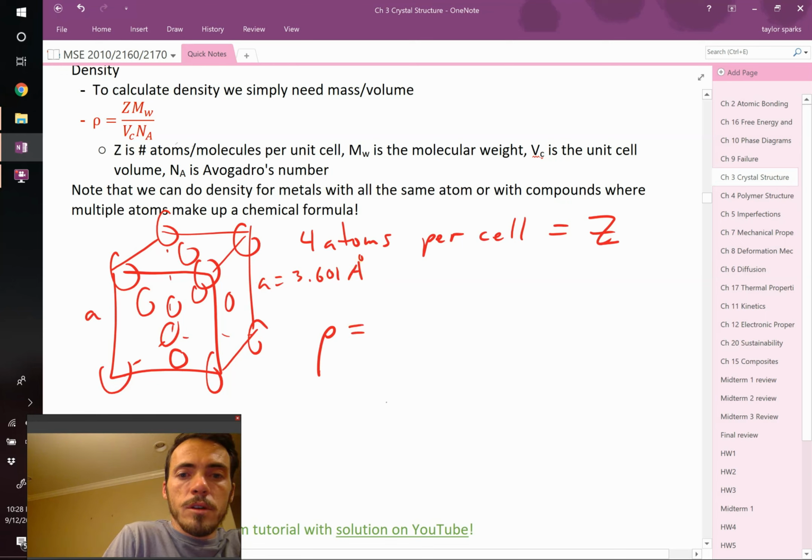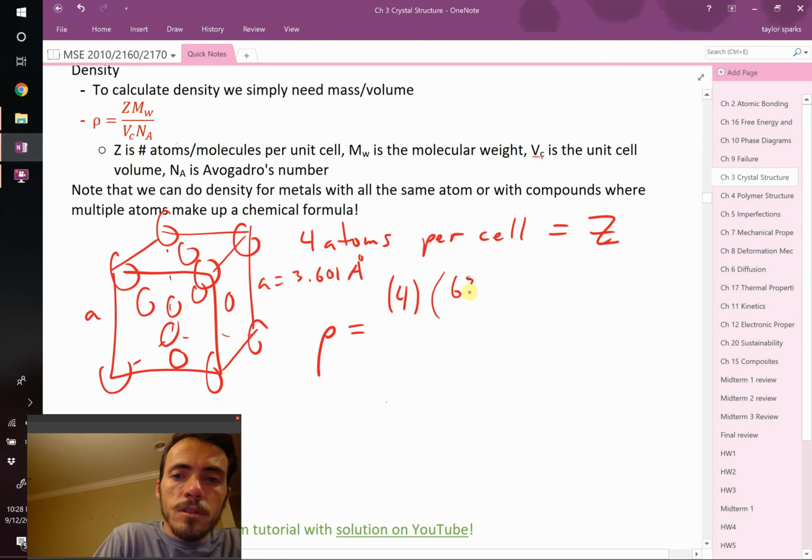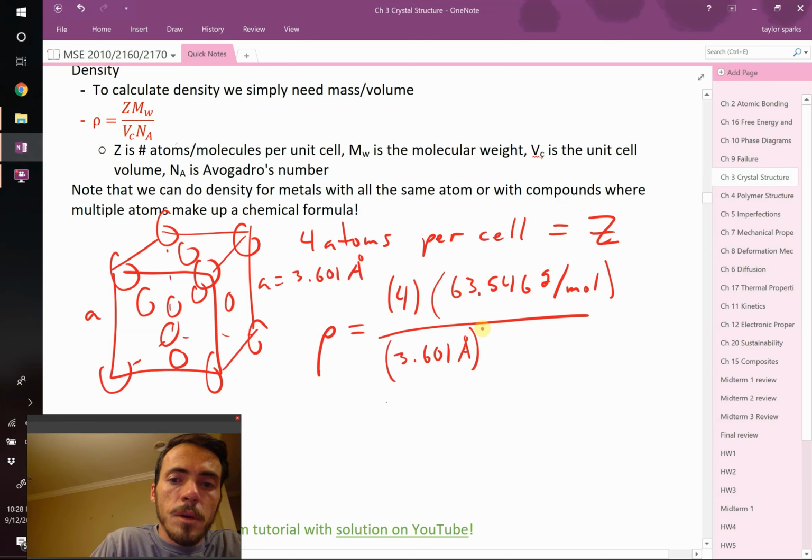So let's go ahead and plug this in. How can we calculate the theoretical density? It's going to be equal to Z times molecular weight. So 4 was Z for face centered cubic. The molecular weight of copper is, I've got it here, 63.546 grams per mole of substance. Now we need to turn this into volume. So A, that's 3.601 angstroms. We're going to cube that to make it a volume.